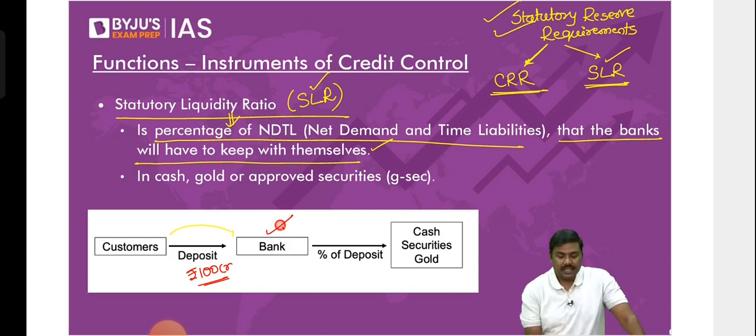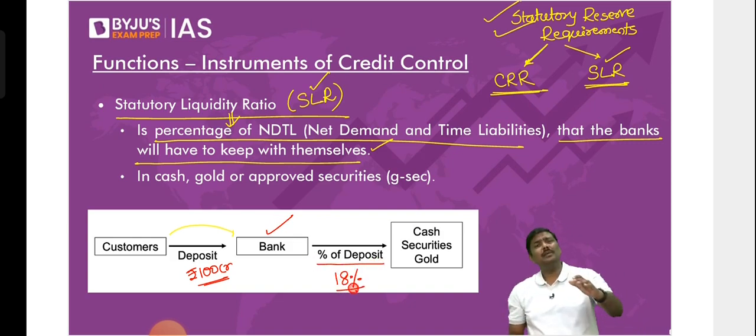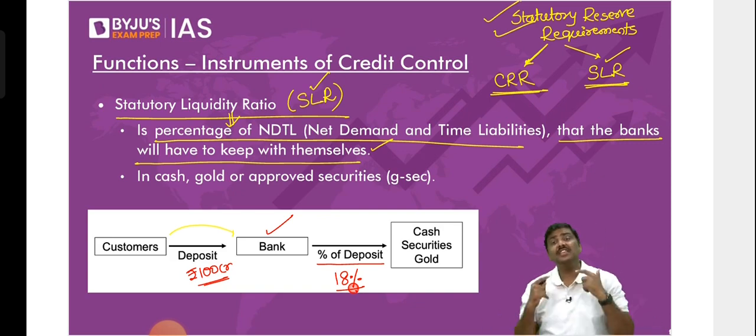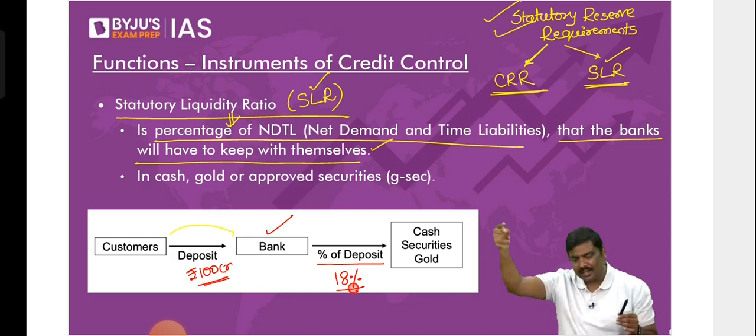Now what RBI says is, certain percentage of these deposits, let's say 18%. Let's say 18%. Don't mug up the exact numbers. Why? I'll tell you. RBI will change these numbers. It is the power of RBI to change all the numbers. Please don't mug up exact numbers, because by the time you write the exam next year, the number could be different.